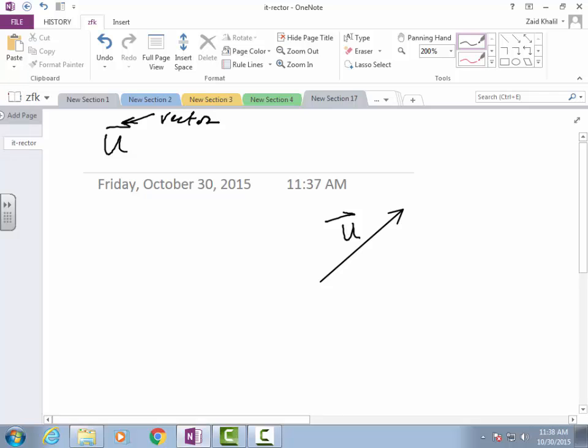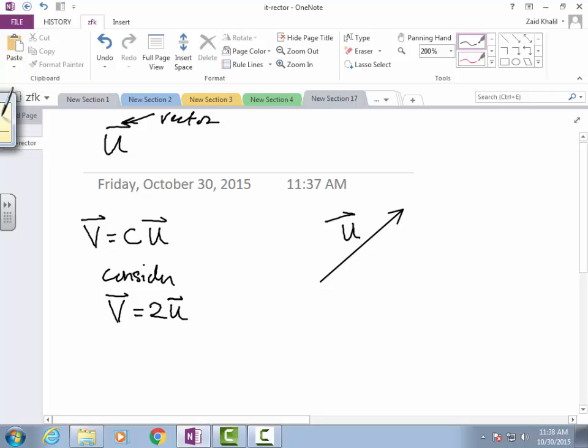And why did I introduce that now? Because what happens if I multiply a vector by a scalar quantity? In other words, what does this vector v equals c times u look like? So what's c? c is a number. Scalar is a number, right? So what number do you want to actually take a look at? Say 2. What would v equals 2 times u look like?